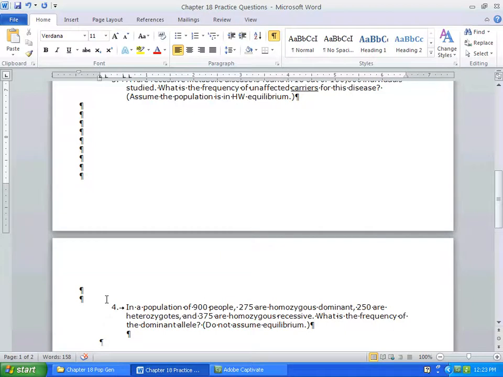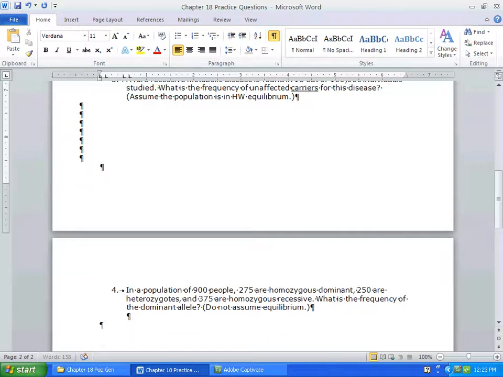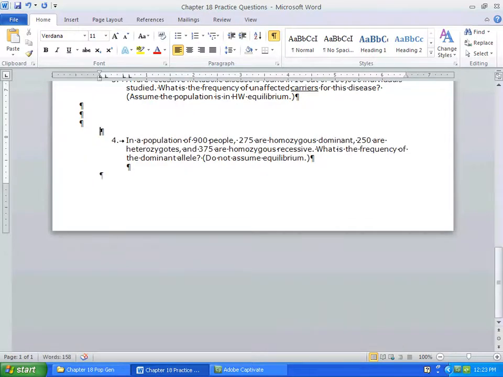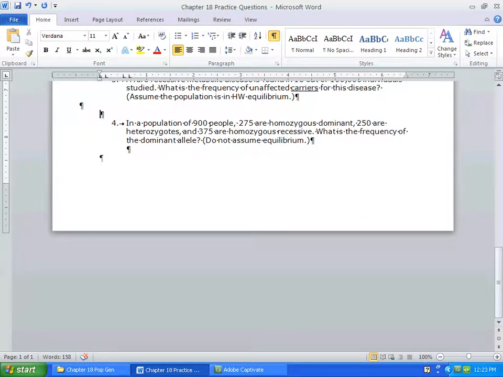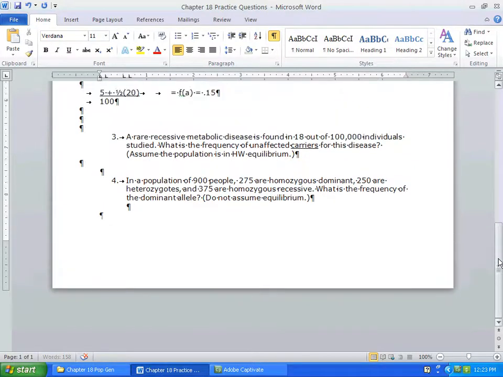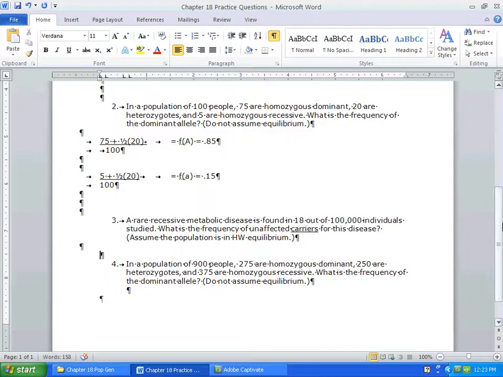And I will post the answer keys for those on eCampus. What I would suggest is try to do it on your own before you look at the answer key. If you can do it and you get the right answer, then you're good. If you just look at the answer key, then you won't really know if you could come up with the answer on your own. So that's really the true test of whether you understand it, is if you can do it without looking at the answer ahead of time.